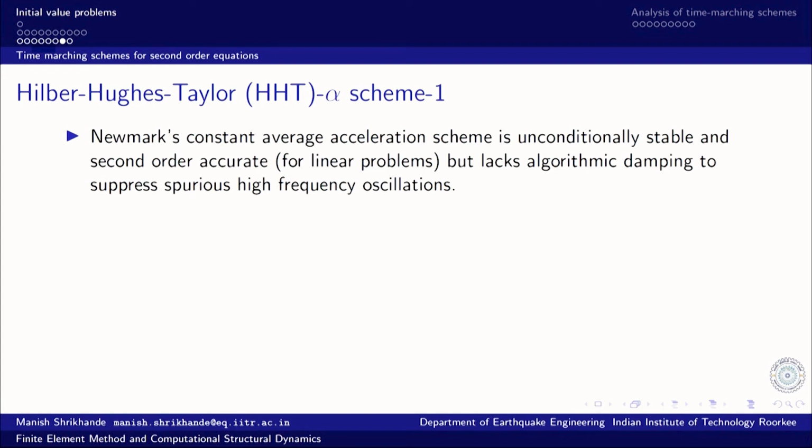So, Newmark constant average acceleration scheme is unconditionally stable. As I said, it has better numerical properties, and it is also second order accurate for linear problems, but it lacks algorithmic damping. That is, in case some higher modes participate, some kind of high frequency oscillations appear, which may be completely numerical in nature, and these need to be suppressed. I mean, there is no basis for that.